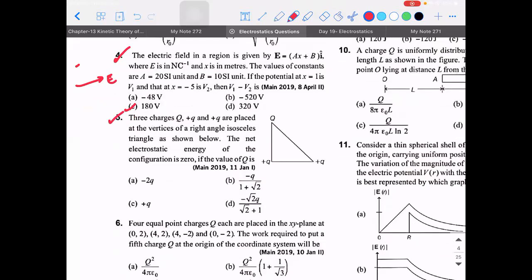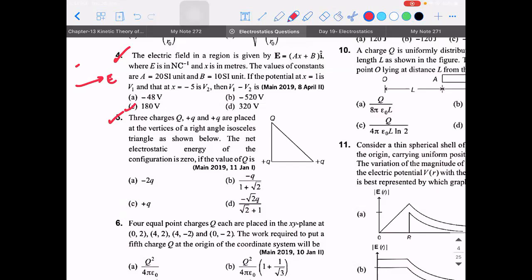Next. There are three charges plus Q, plus Q and plus Q, which are placed at the vertices of a right angled isosceles triangle as shown. The net electrostatic energy of the configuration is 0 if the value of Q is how much? The configuration can have a 0 potential energy only if one of the charges is negative. So if I have to go by the assumption, then I can eliminate C. If it is a different competitive exam, and all the options are positive except one, you can blindly take that option. But here they will not give you like that.